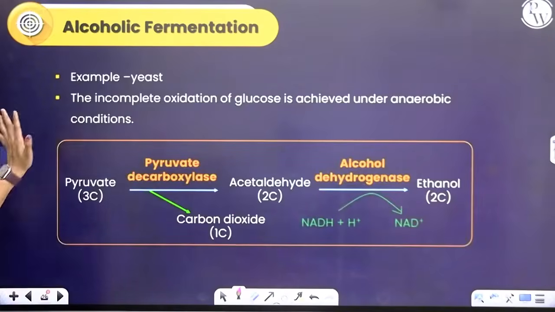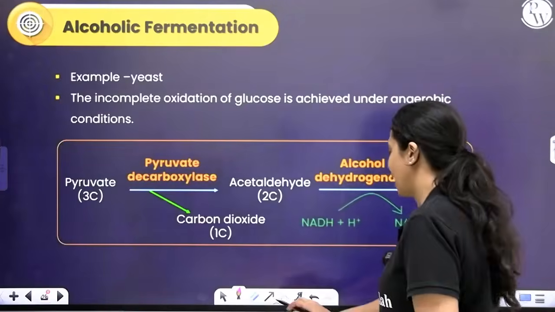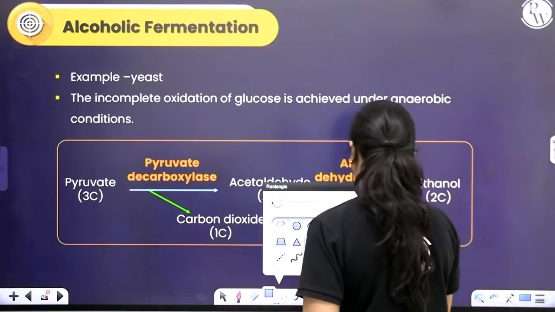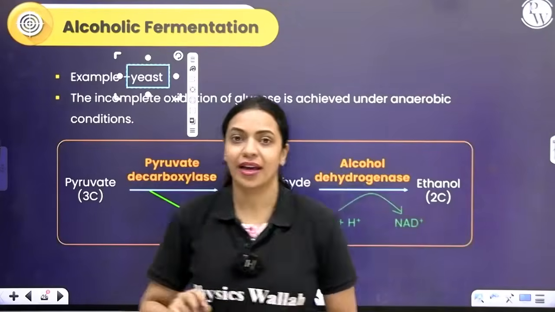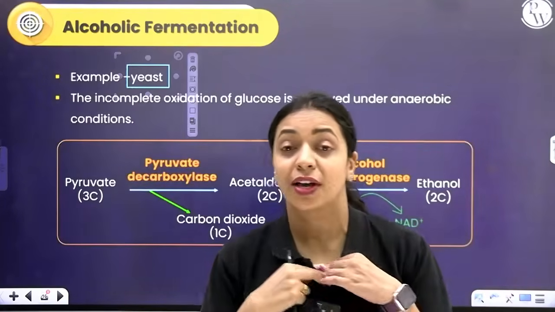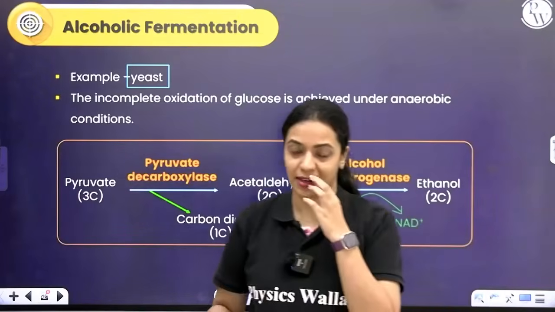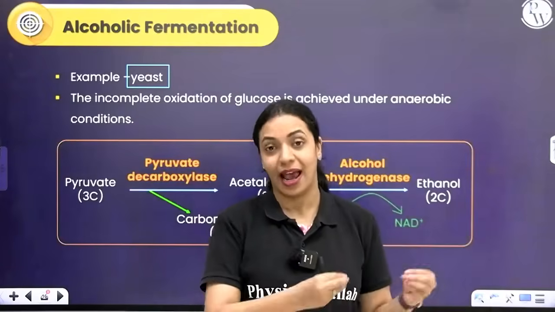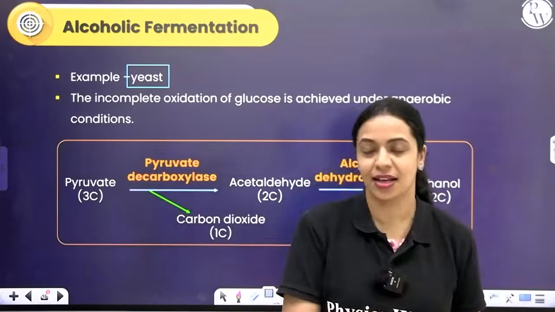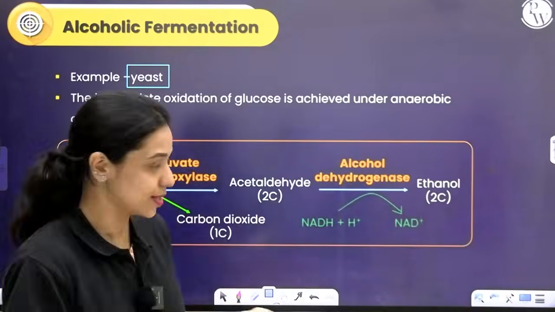Okay, first let's learn about alcoholic fermentation. You can see alcoholic fermentation happening in organisms like yeast. You know, yeast is utilized for the production of alcoholic beverages, right? So, Saccharomyces cerevisiae. Yeast undergoes alcoholic fermentation and produces ethyl alcohol as the end product. That is how we obtain alcoholic beverages.